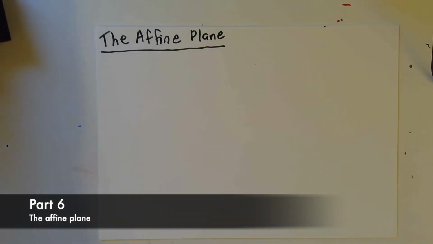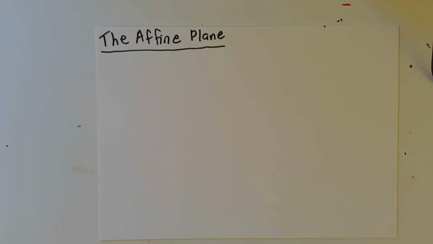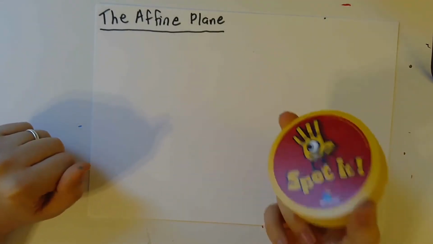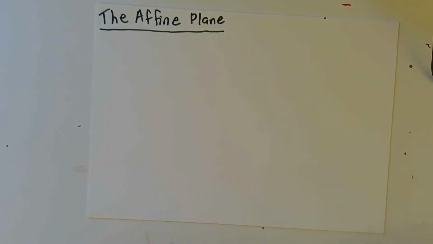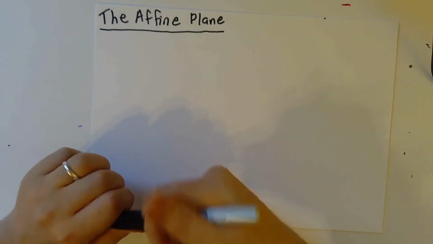Welcome back, class. As a reminder, we're on our continuing quest to make a perfect Spot It deck, one which would have 57 cards. Note, again, the printed one only comes with 55 cards, so we want to actually show it's really possible to make one with 57 cards. So, how are we going to do that?